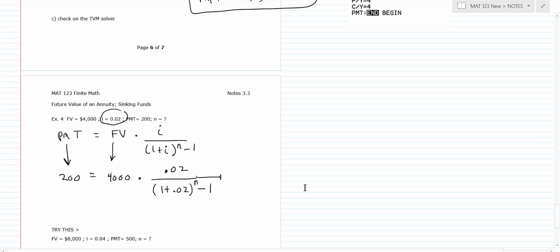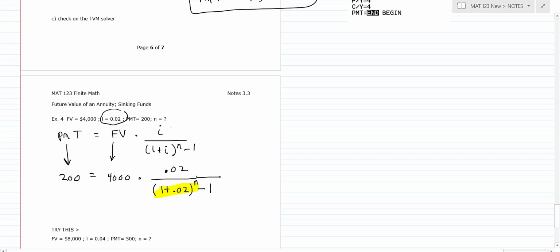And we need to do this by hand. I wasn't thinking about that, but we need to do it by hand. All right, so what we're going to do is ultimately go to the calculator, but we're going to have to use logarithms like we were doing in the last class. We got to get that thing by itself.